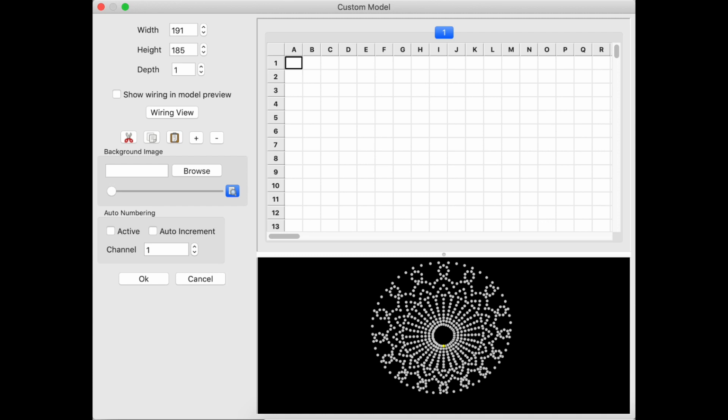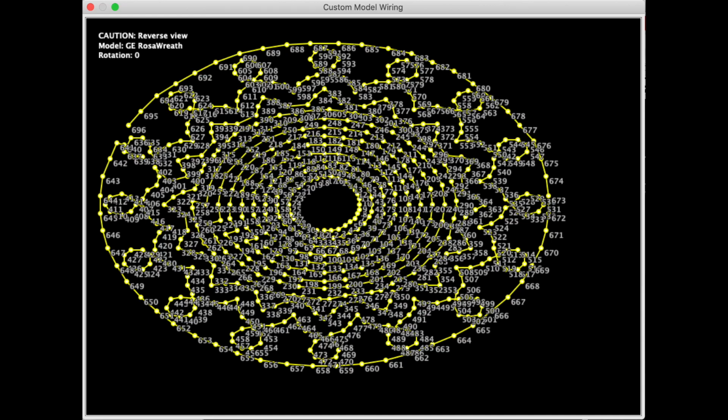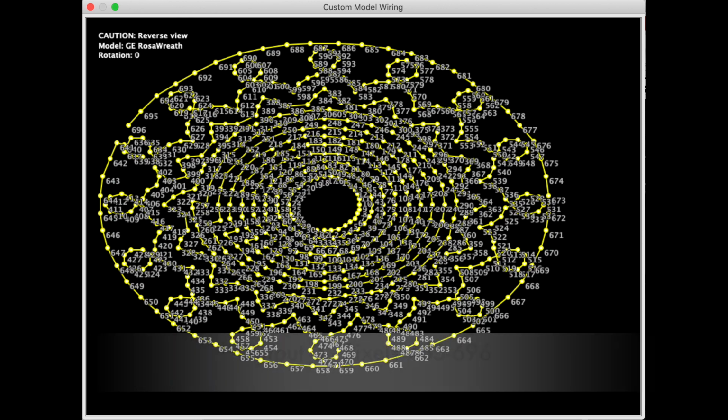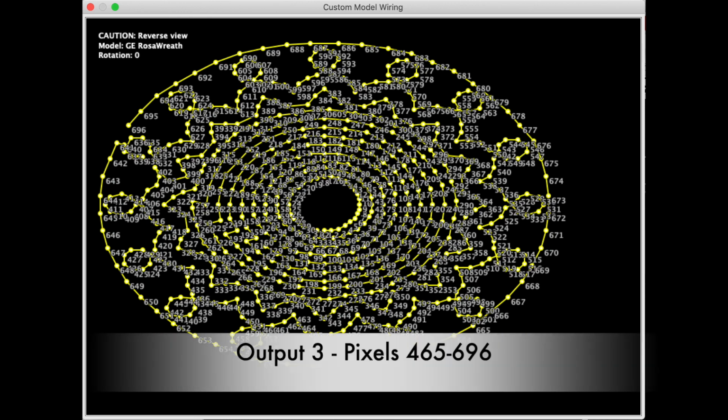Note that in the grid view here, what you're looking at is the front of the pixels for the numbering. If you click the wiring view, this part is the back. So if you're looking at the back view with the pixel node numbers, you want to make sure when you wire it that this is the back side. Since I decided to go with 3 outputs, the first output will control pixels 1 to 232. The second output controls pixels 233 to 464, and the third output controls pixels 465 to 696.